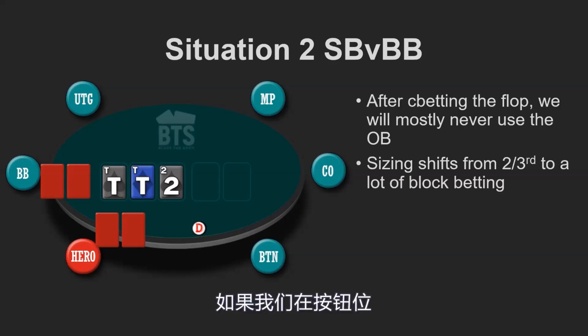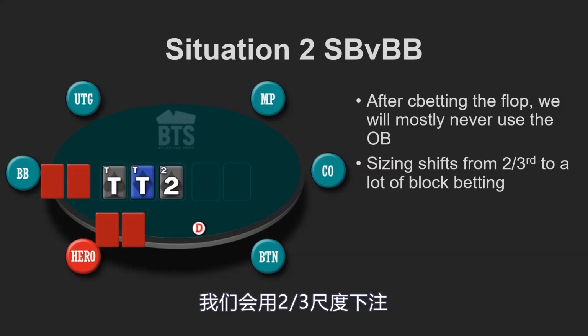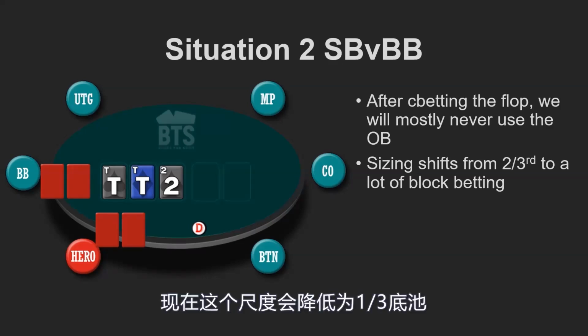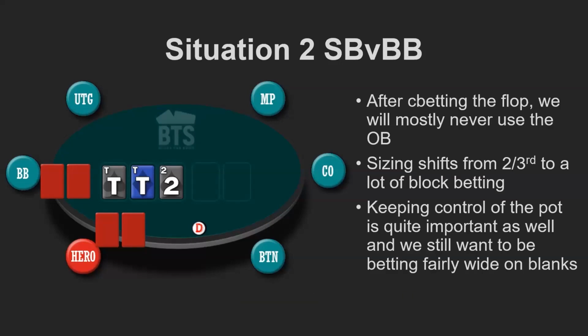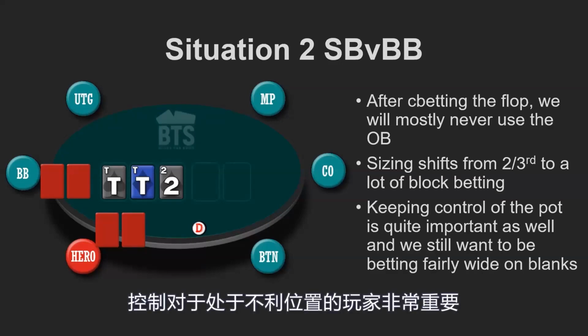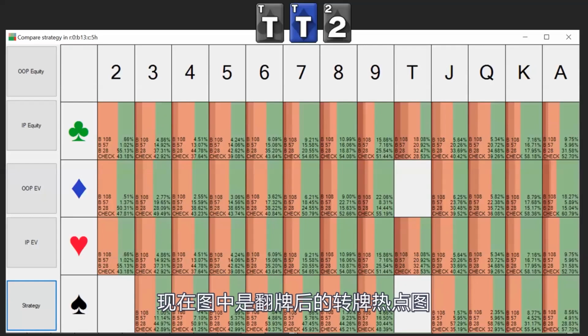Again, if we were on the button, turn is a deuce, like we saw on the 8-8-deuce, 8-8-deuce turn 4, we use something like 2/3 pot. Now the sizing shifts from 2/3 to being a lot of 1/3 and block betting. So keeping control of the pot is quite important as well, and we still want to be betting fairly wide on blank. So here I posted a screenshot of the entire.